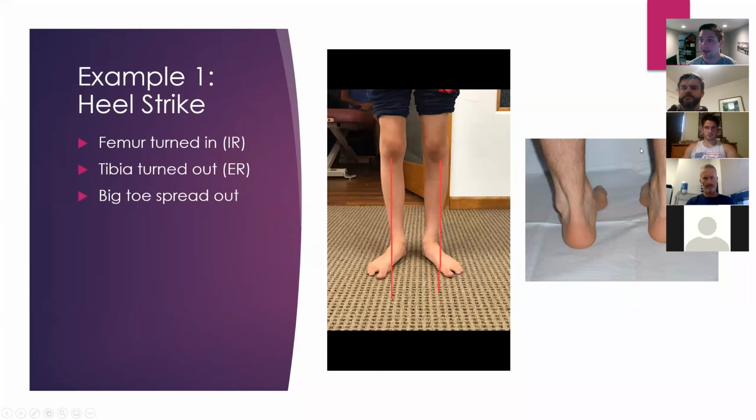So again, if someone's biased towards heel strike within their feet, what you're going to see is this big toe gap. You're going to see the femur turned into relative IR and the tibia turned down to relative ER. And you're also going to see a relatively high arch.